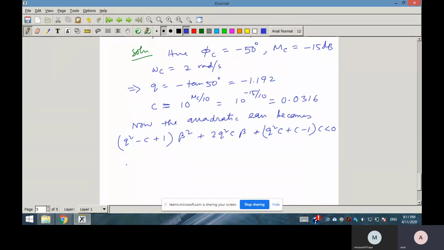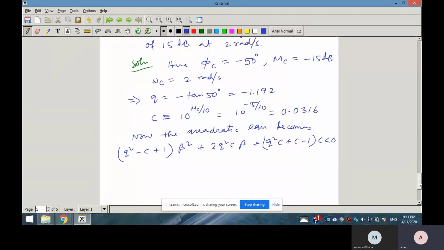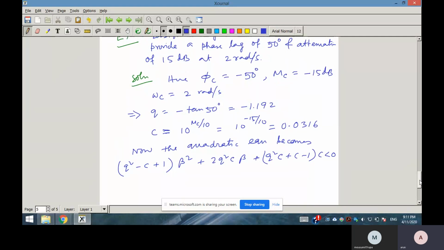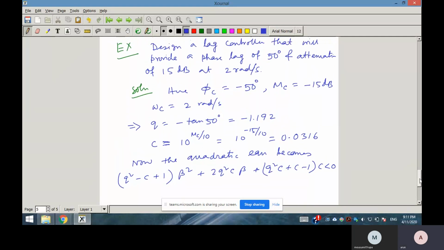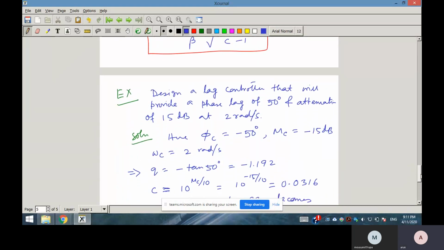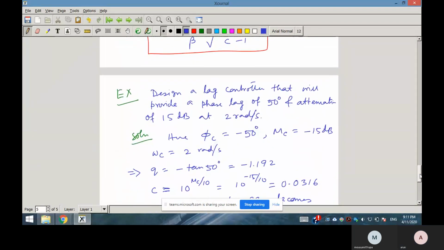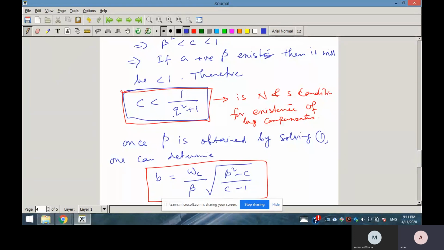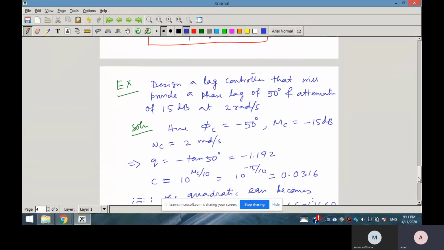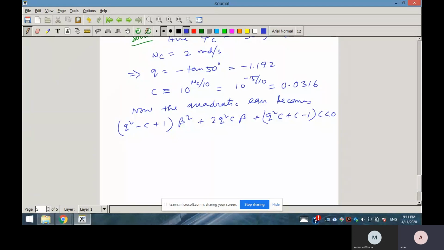Before the solution for beta, we'll just check, with the triple of phi c, Mc and omega c given, whether we can design the lag controller at all or not. That means whether this condition is satisfied or not: c less than 1 divided by q square plus 1. So q square plus 1.